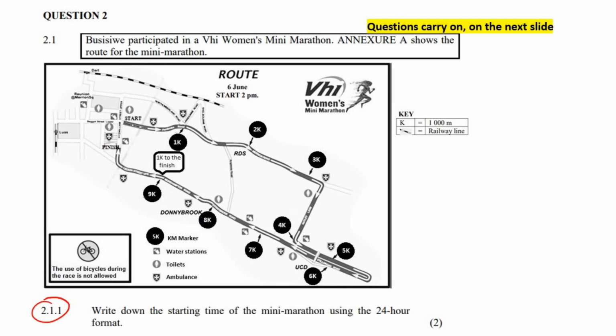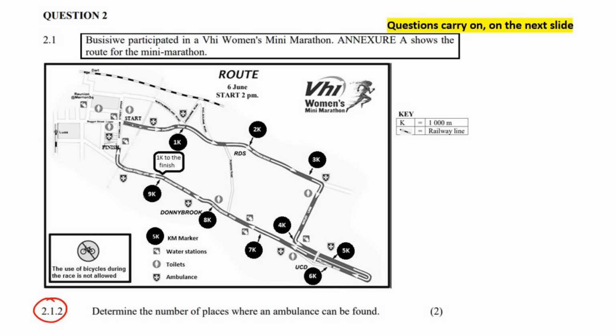Okay, so it says write down the starting time using 24-hour format. What is 24-hour format? Well, it means that you can use numbers like 13, 14, 15, 16, 17, 18, 19, 20 to show the time in the afternoon. Okay, that's what 24-hour format uses. So it says write down the time. Oh, here it is. It's 2 p.m. So if that's 2 o'clock in the afternoon, then that's going to be 14 if you write it down using 24-hour time. Okay, that means 2 o'clock.